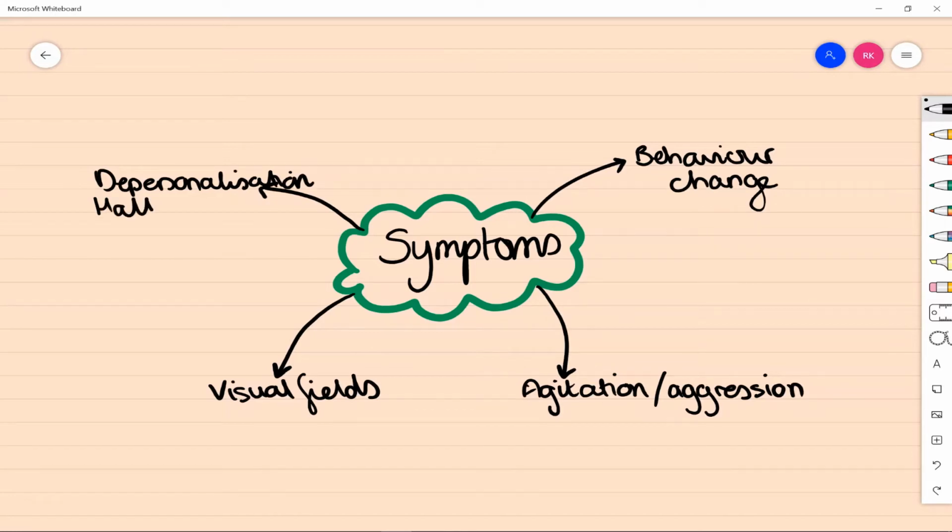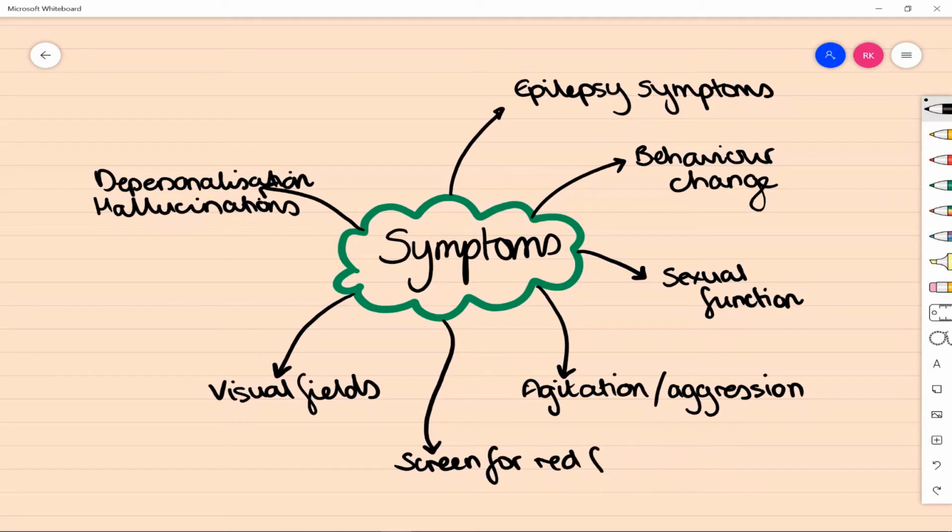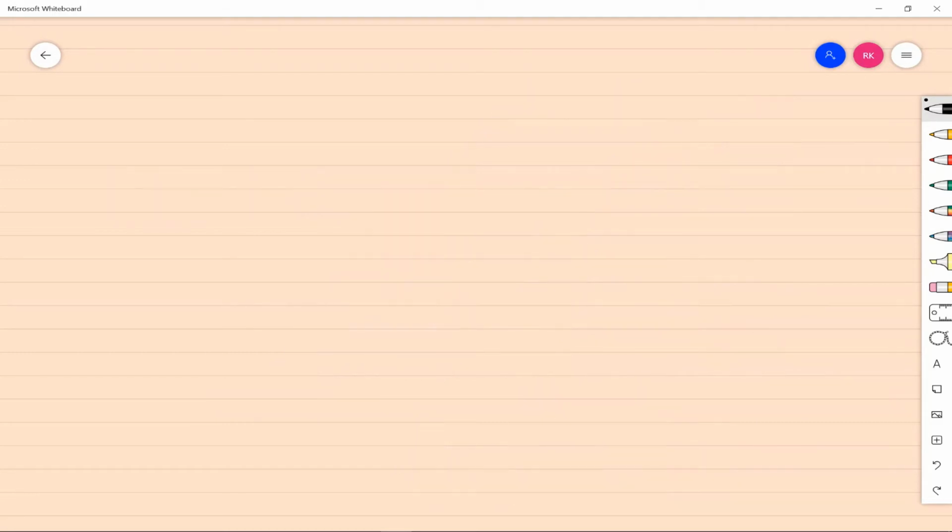Depersonalisation or hallucinations, particularly in cases of, for example, temporal lobe epilepsy. And then further to that, you can look for changes in other types of epilepsies, or if there's other kind of seizure functions or changes. And sexual function as well can be part of the temporal lobe assessment. As I say, you need to screen for any red flags of any kind of sinister problems, so again looking for cardiovascular problems or tumour symptoms.